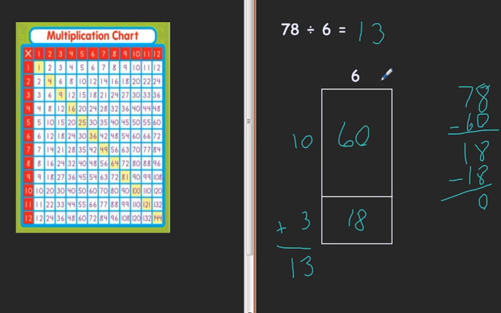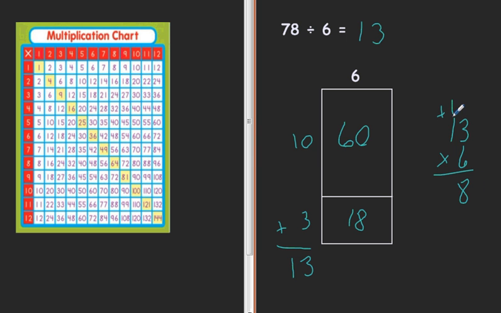Now, am I finished? No, I'm not. I'm going to have to check to make sure it is correct. So what I am going to do is multiply my quotient by my divisor. So 13 times 6. All right, 6 times 3 is 18. Plus 1, carry that 1. 6 times 1 is 6, plus 1 is 7. And does that match my dividend? Yes, it does. So then I know my quotient is correct. And so this is one way to solve it. I'm going to have you solve one, and then we will check to make sure that you are understanding.